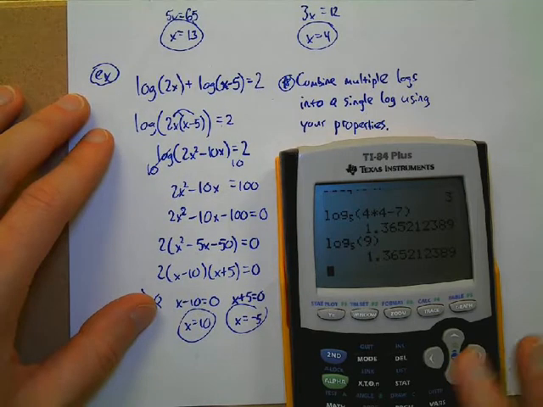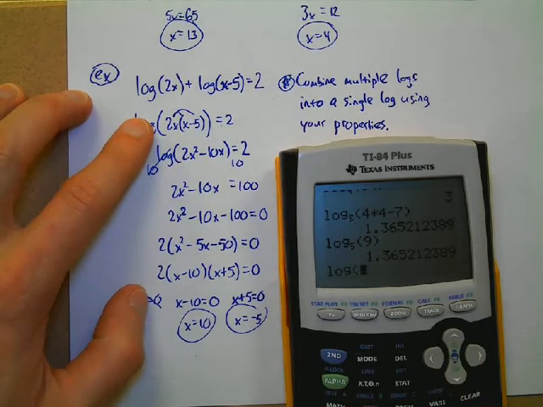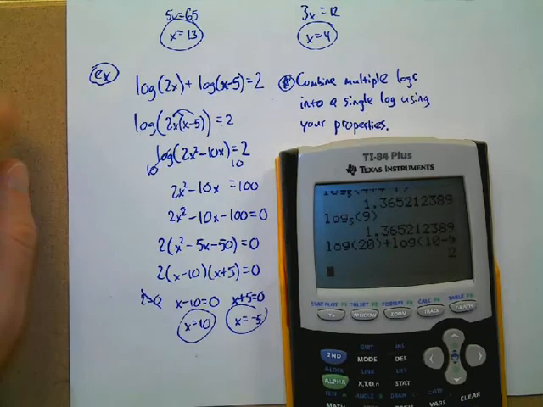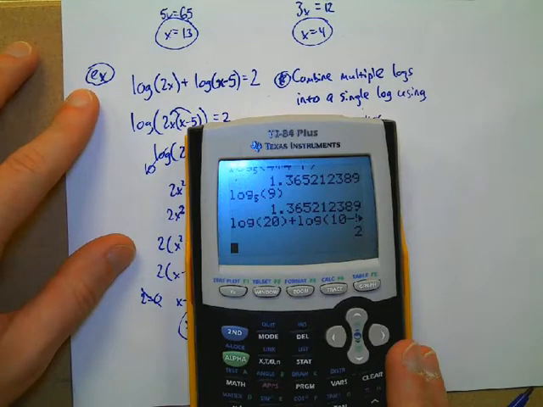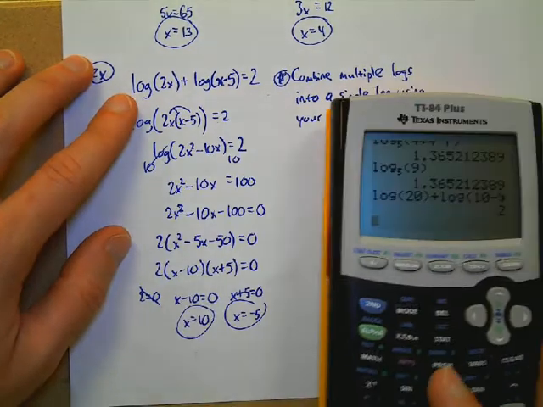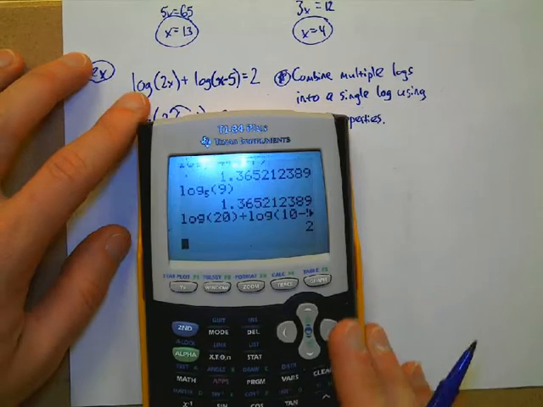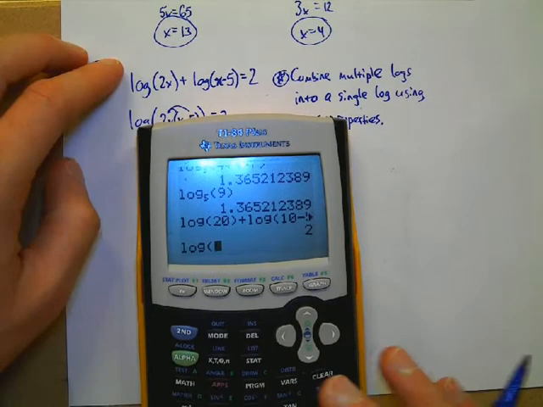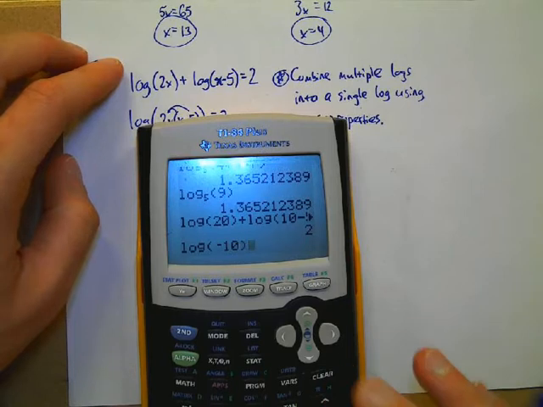Now let me try plugging in negative 5. So we'll do log of, let's see here, 2 times negative 5 will be negative 10 plus log of, let's see, negative 5 minus 5, so negative 10. Oh, negative 10. And we get error. It's non-real. So in other words, negative 5, we throw that solution out, and only 10 works. Okay.